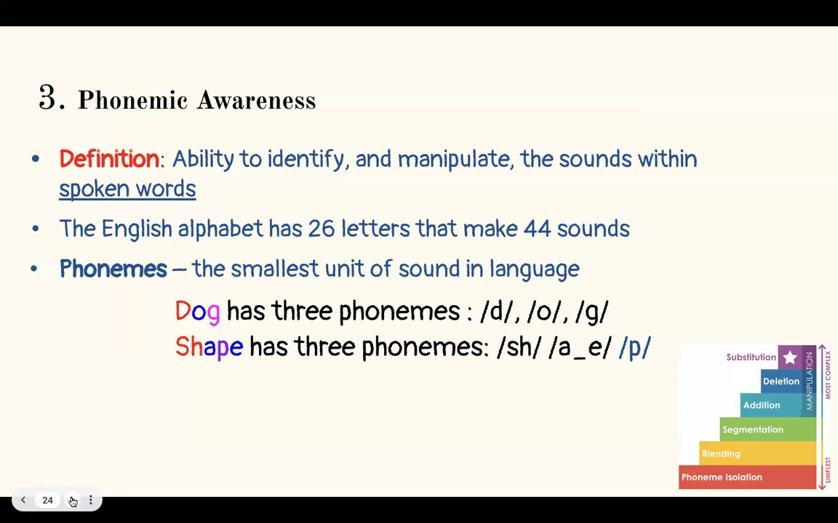So for instance, although the English alphabet has 26 letters, we see 44 different sounds represented. So here's some examples. When we think about the phonemes in a word, these are the smallest units of sound. The word dog has three letters. It also has three phonemes, d, a, g. But the word shape, although it has 1, 2, 3, 4, 5 letters, it has three phonemes because S and H together make the sound sh, and A along with the E at the end make the sound A, and then we have the P.